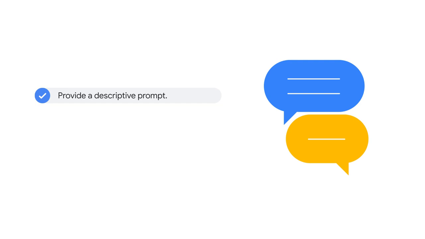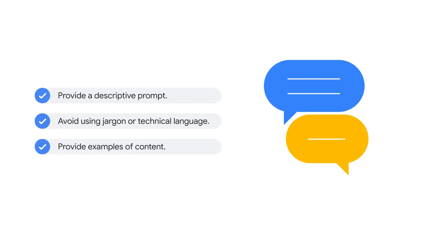Regardless of your role, it's important to provide a descriptive prompt to help Duet AI understand what you're looking for. To help Duet AI better understand your expectations, avoid using jargon or technical language. Also, you can provide examples of the type of content you're looking for.